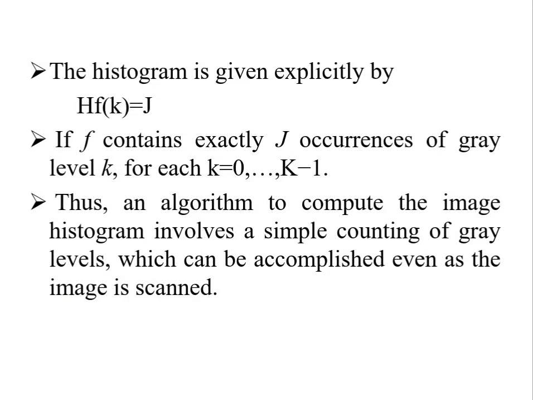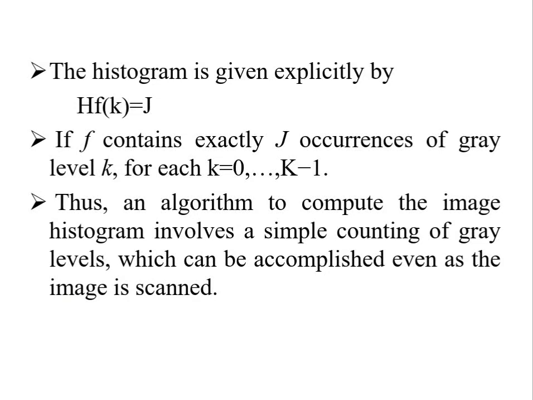And the histogram of a digital image with intensity levels in the range 0 to L minus 1 is a discrete function, also represented in terms of h(r_k) is equal to n_k, where r_k is the kth intensity value and n_k is the number of pixels in the image with the intensity r_k. It is common practice to normalize a histogram by dividing each of its components by the total number of pixels in the image, denoted by the product M into N, where as usual M and N are the row and column dimensions of the image.